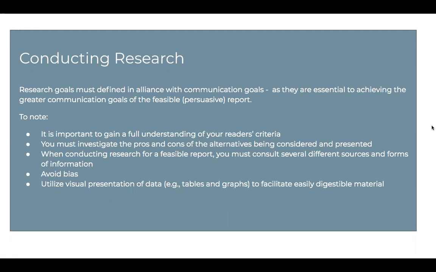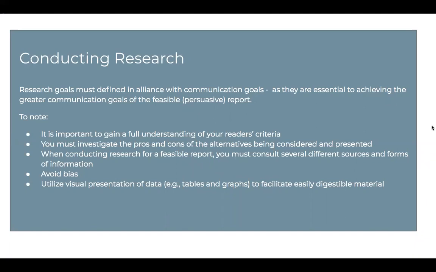Just like with any client, you want to fully grasp their mission, their goals, their vision for their company, the position that they're in, where they're looking to go, and things like that. You want to investigate the pros and cons of the alternatives being considered and presented. You need to know what you're talking about when presenting a report like this, and you need to not be biased. So you need to present both the pros and the cons, how each may benefit your client.